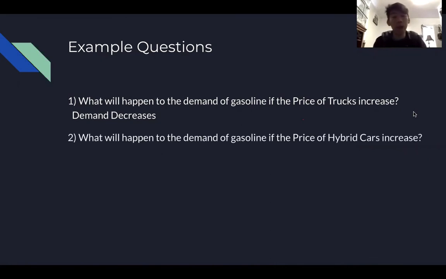Next up, what will happen to the demand of gasoline if the price of hybrid cars increases? In this case, if the price of hybrid cars increases, people will buy fewer hybrid cars. And if people buy fewer hybrid cars, they're going to buy other cars, right? And so they're going to use more gasoline. So the demand of gasoline should increase. This is an example of a substitute.